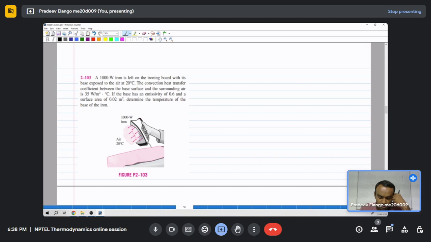In the problem we have a 1000 watt iron which is left on the ironing board with its base exposed to air at 20 degrees Celsius. The convection heat transfer coefficient between the base surface and the surrounding air is 35 watt per meter square degree Celsius. If the base has an emissivity of 0.6 and a surface area of 0.02 meter square, determine the temperature of the base of the iron.